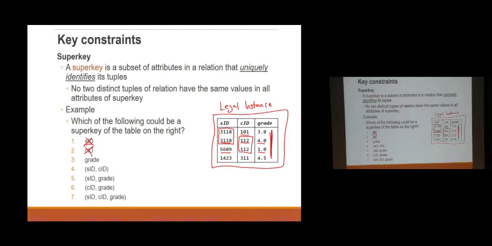So again, the main thing here is that if you're given a legal instance, what you can say is that, given this legal instance, these values are not possible to be a super key. The rest are still possible. So any questions? So this is the summary of that. Those two are not super keys, because of the violations that we discussed before.